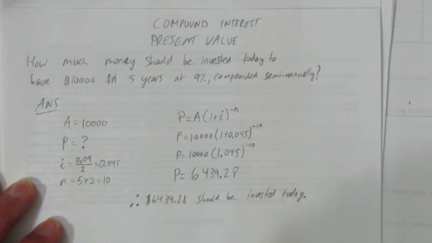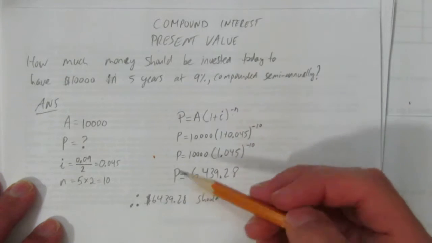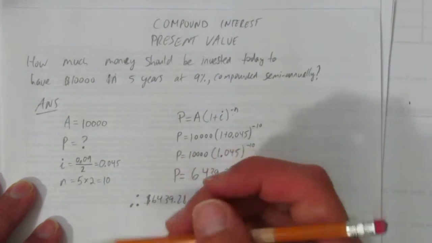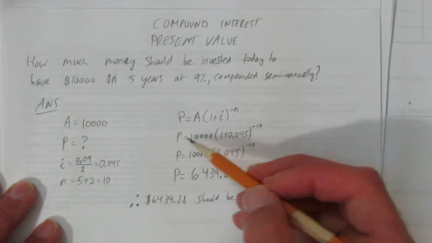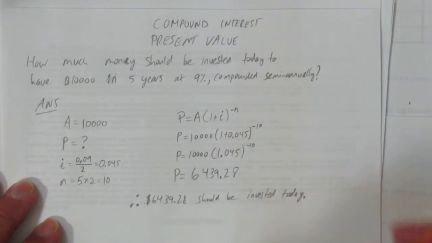So, we solved a compound interest present value formula by using the APIN, identify our variables, and then formula, sub in, simplify, solve. We're done.